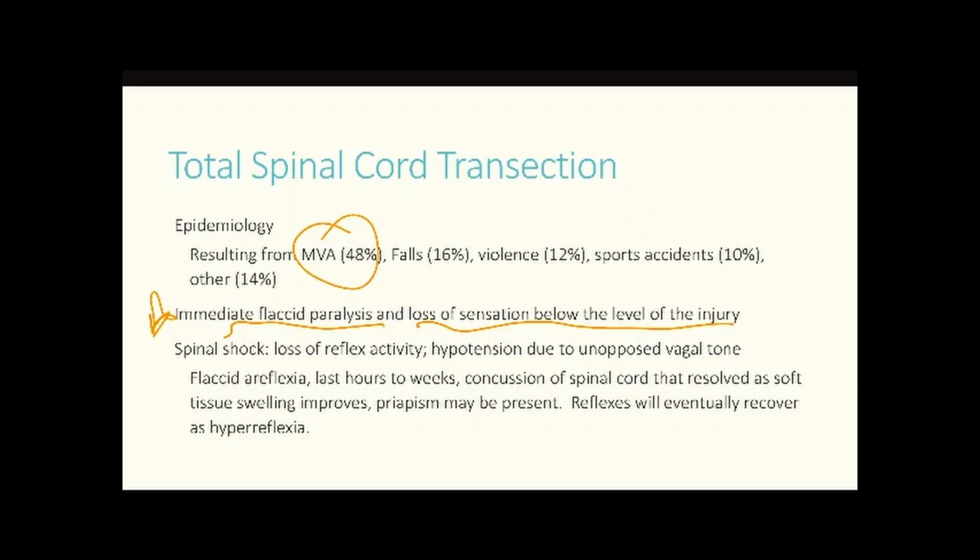Loss of sensation below the level of the injury. Now we have a total spinal cord transection, so nothing is getting up or down. So no motor can get down, no sensory can get up. So that's why you lose everything below.